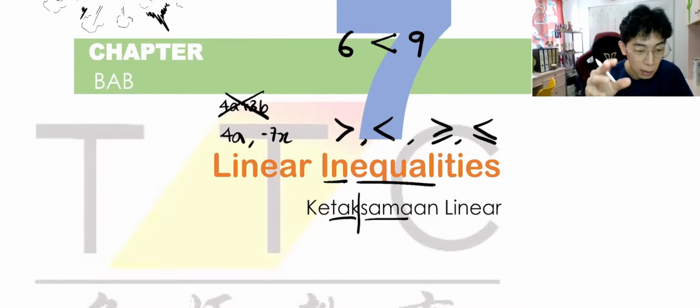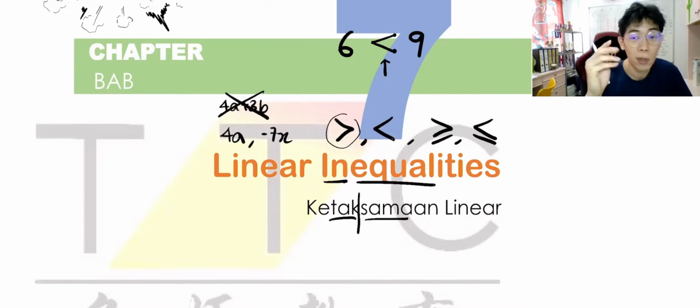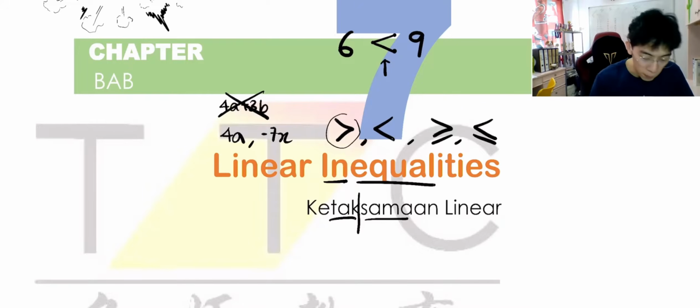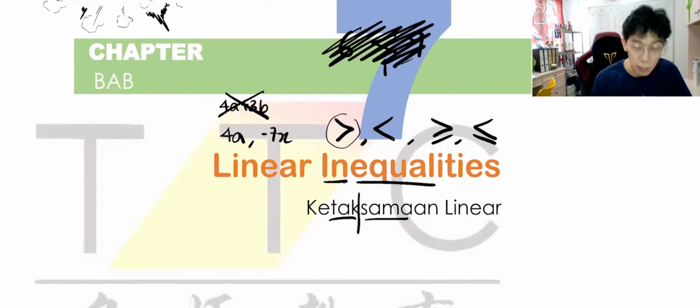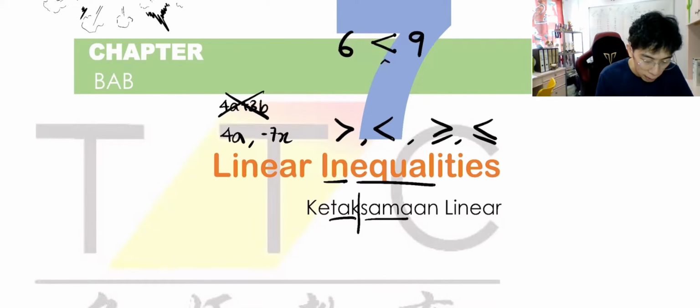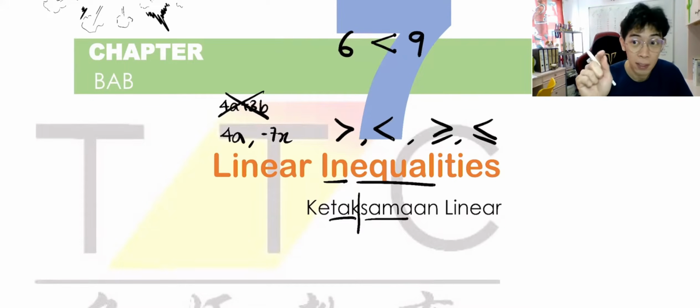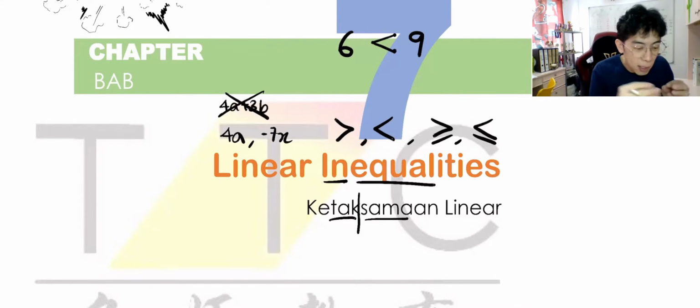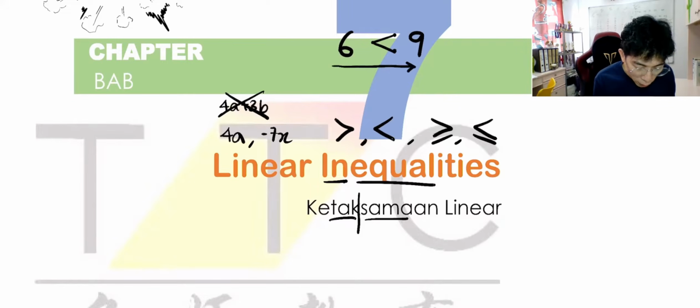But till like Form 5, right? I still cannot read this symbol individually. It means without referring to the 6 and 9 and the symbol, I don't know whether this one is bigger or smaller. But when a number comes out, then I'm able to read it. If I read it individually, I cannot. So when I read it, you have to read this way, everyone.